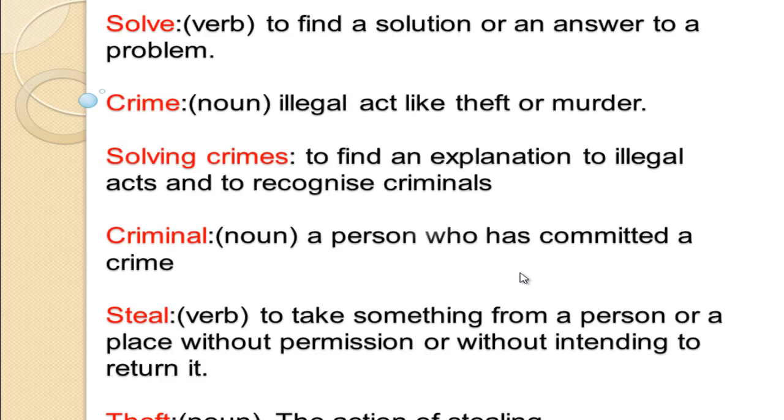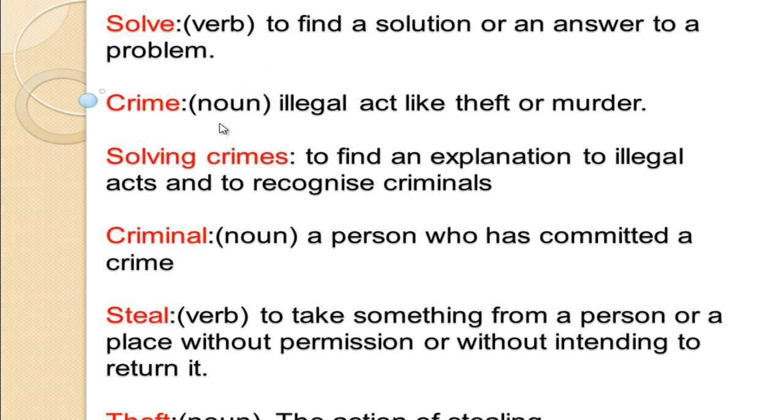Okay, we have here some words that we have to know before we start the lesson. This vocabulary, the word solve. The title of the lesson is called Solving Crimes. What does the word solve mean? Solve is a verb. It means to find the solution or an answer to a problem. This is called solve. For example, solving a question, solving a mystery.